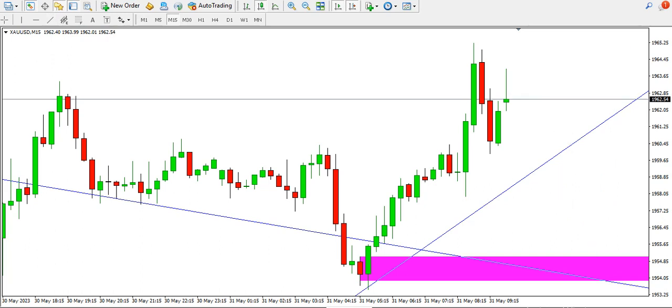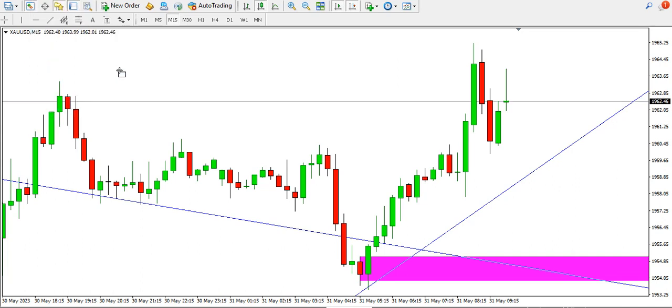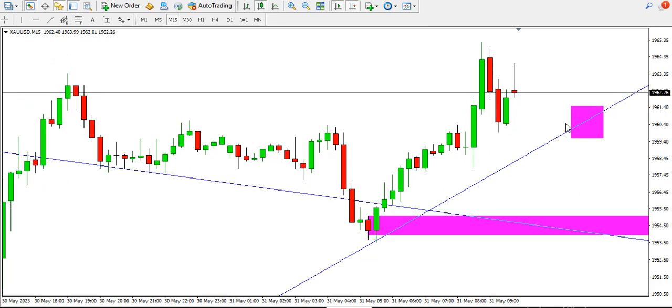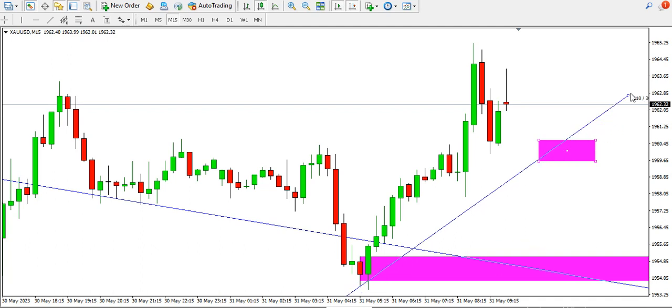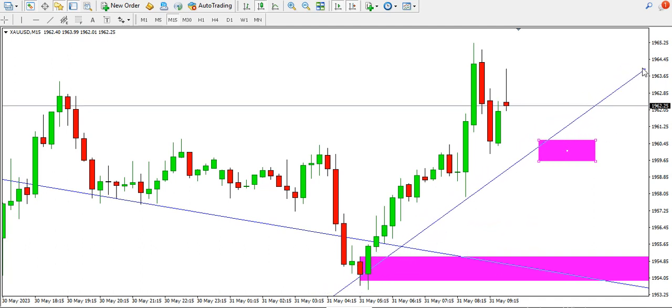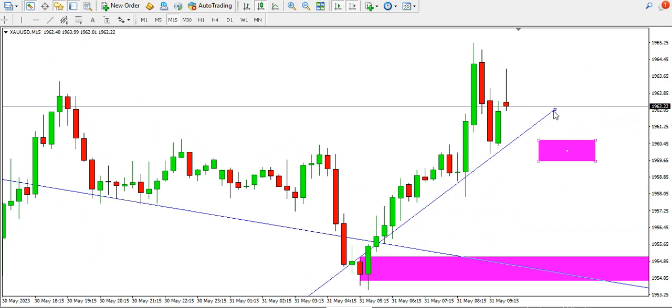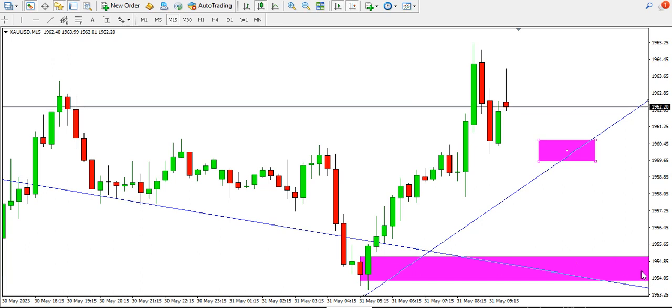It is bullish. If price is going to drop to that particular support, I'm talking about the 1954 support, price needs to break this ascending trend line first. Price needs to break below the 1958 level first before it gets to the 1954. So that's that for gold on the 15 minutes time frame.